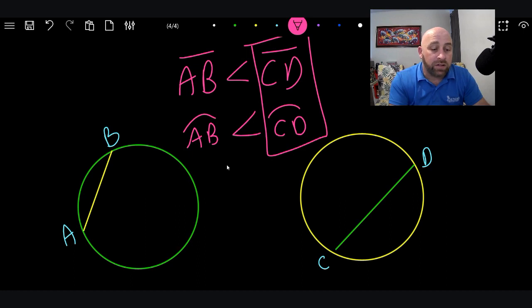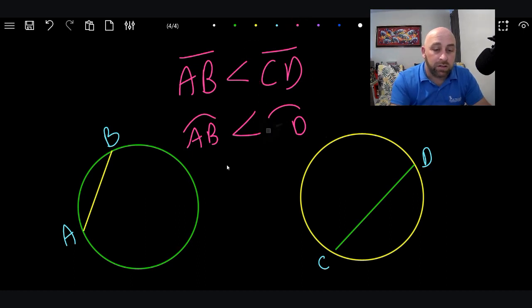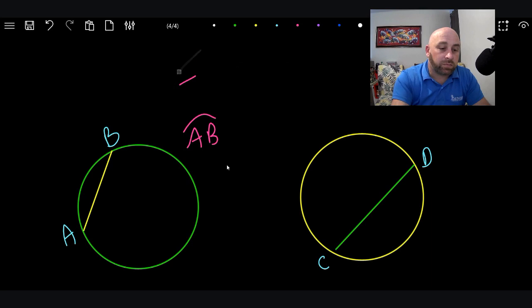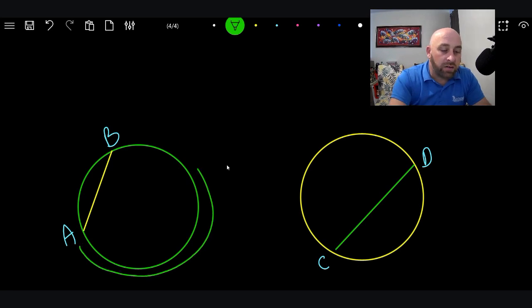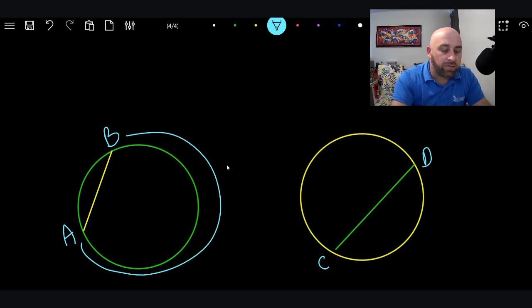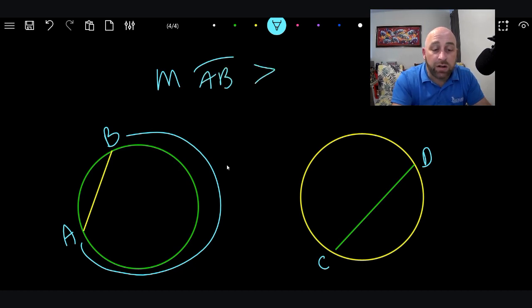But now watch this. This is interesting. Let me erase this. Let's talk about the major arc for a second. The major arc works backwards. So look at the major arc for AB. Change the color here. The major arc for AB is actually greater than the major arc for CD.